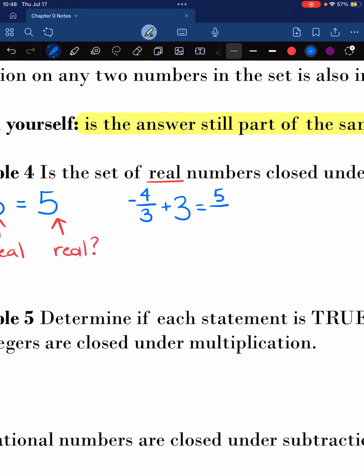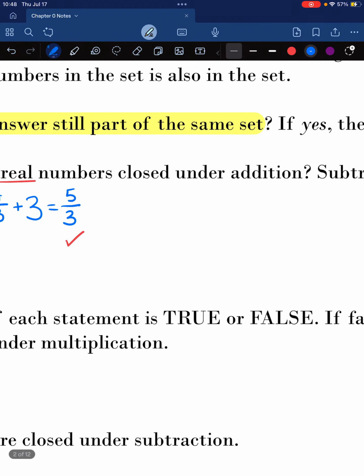5/3 is a rational number, and rational numbers are real numbers. So again, since this is a real number, it's looking like this is true. Okay, let's pick other numbers.